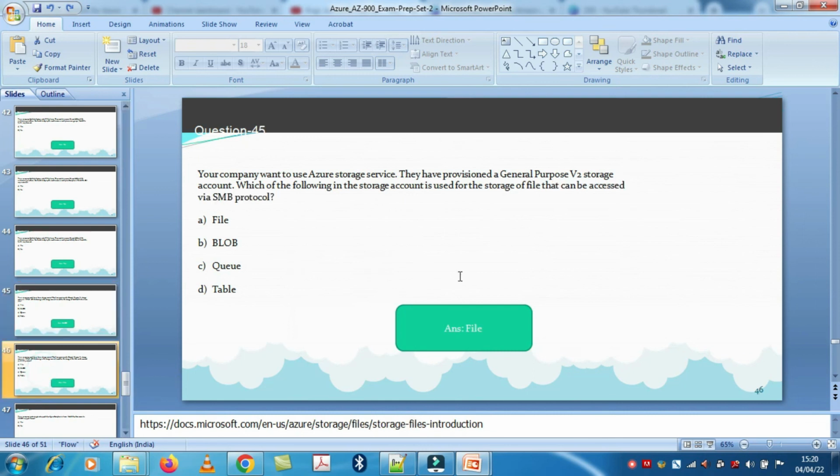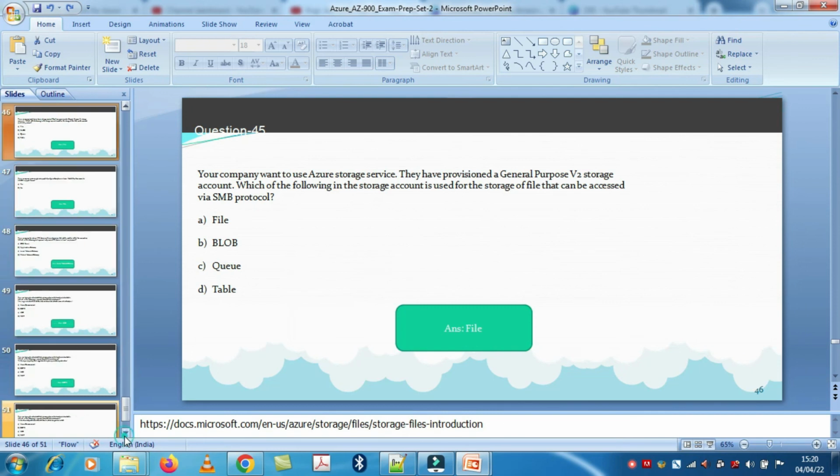Now the next question, guys: your company wants to use Azure storage service. They have provisioned a general purpose V2 storage account. Which of the following in the storage account is used for the storage of files that can be accessed via SMB? So SMB can only be accessed via your file share. If you go and see the definition of SMB, you will get your answer.